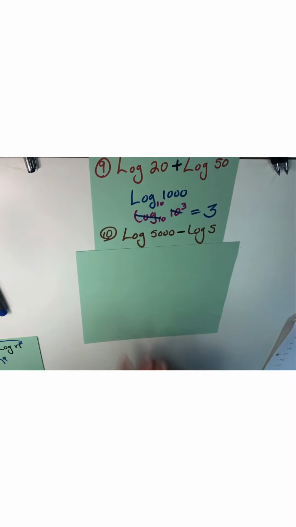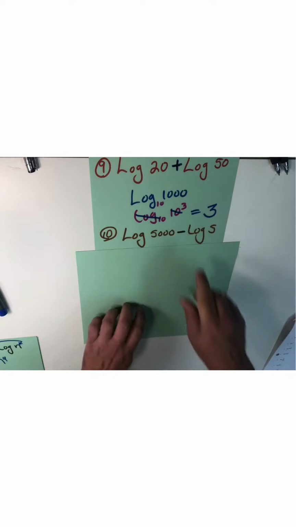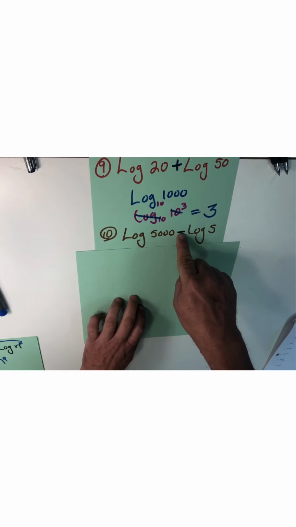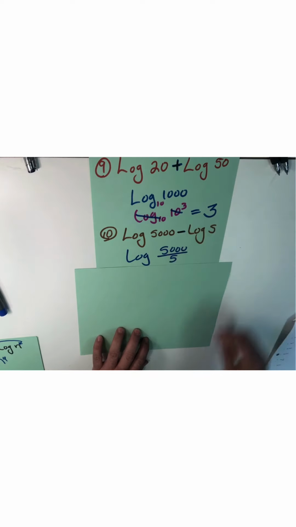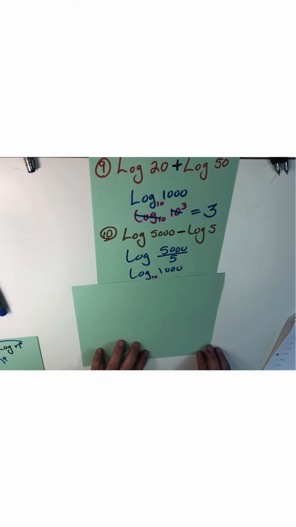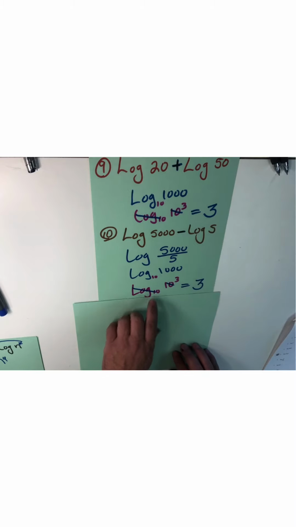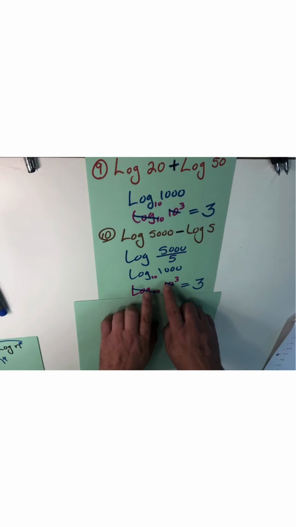Number 10. Log of 5,000 minus the log of 5. Hey, that's a minus. That means that there has to be division. And yet again, I'm going to condense. So 5,000 divided by 5 because of the subtraction sign, which of course is the log of 1,000. And what is 1,000? Hey, it's 10 cubed. And so whenever you have common bases, 10 and 10, they cancel out, and the answer is just 3. Okay. Going over to number 11.